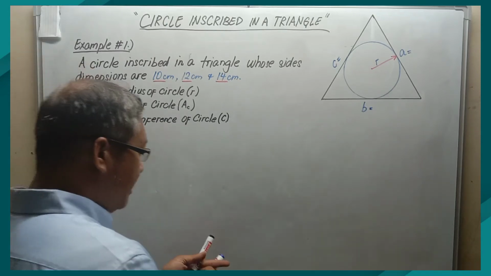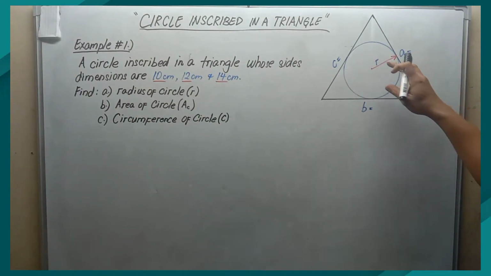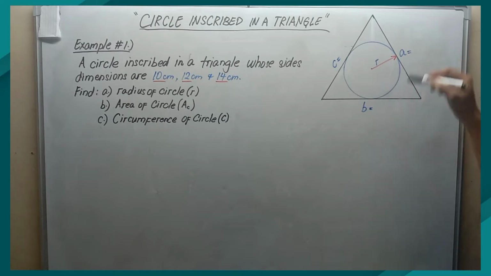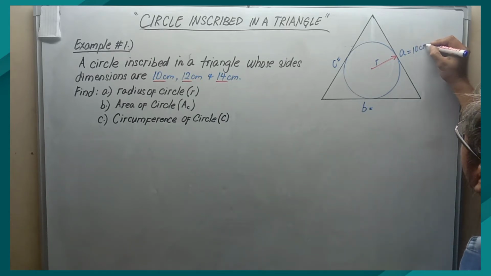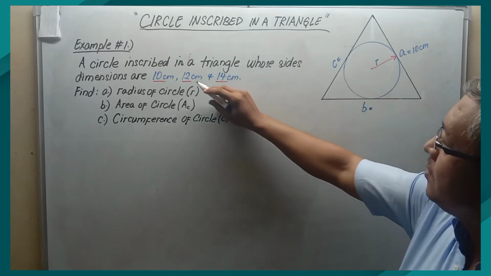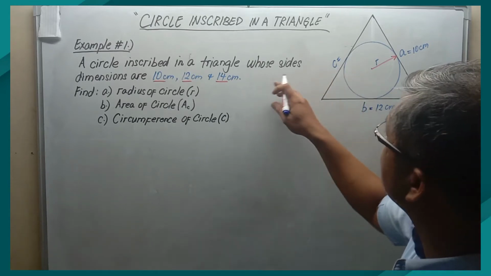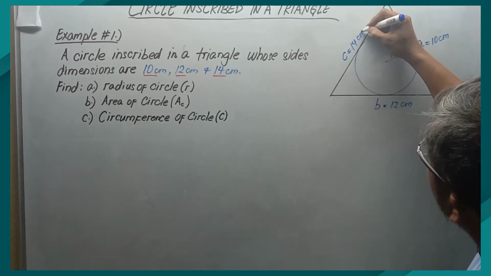So we have here a diagram showing a triangle with a circle inscribed in it, with radius R. This is the center of the circle, the origin. So how much is A given here? A is equal to 10 centimeters. So this is 10 cm, and B is equal to 12 cm. And C is the third side, how much? 14. This is 14 cm.